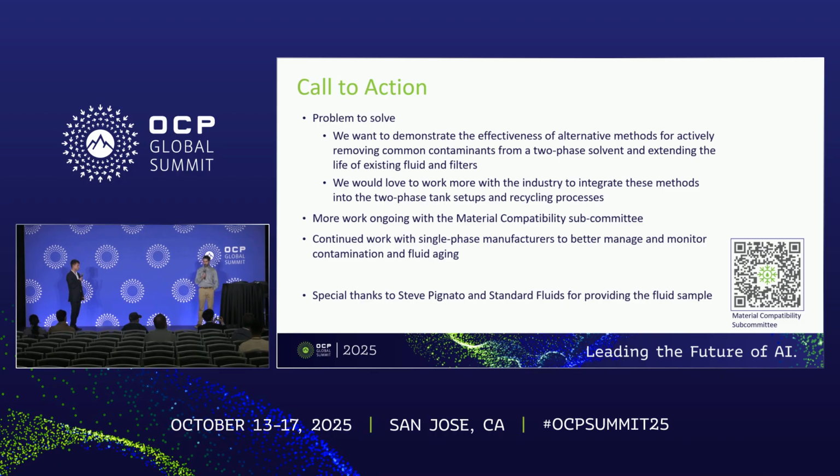And finally, to wrap up for our call to action, we just wanted to demonstrate that these ideas were working, but we also want to collaborate more closely with the industry to integrate these methods into two-phase immersion tank setups. We do have ongoing work with the Material Compatibility Subcommittee to ensure that these ideas are effective and scalable. And while this testing was exclusively for two-phase immersion fluids, we are also working with single-phase fluid manufacturers to better manage and monitor contamination and fluid aging.